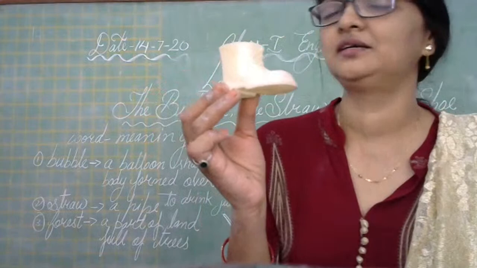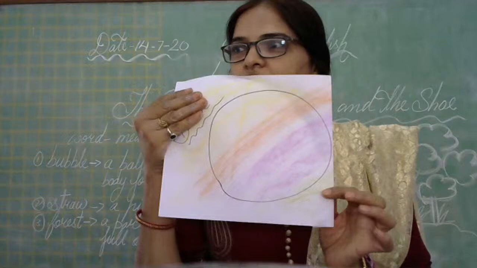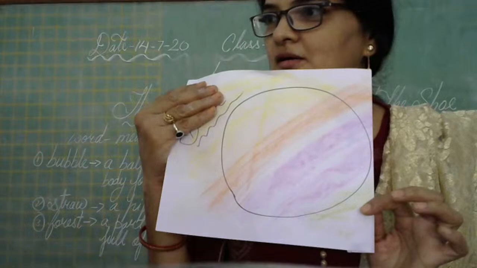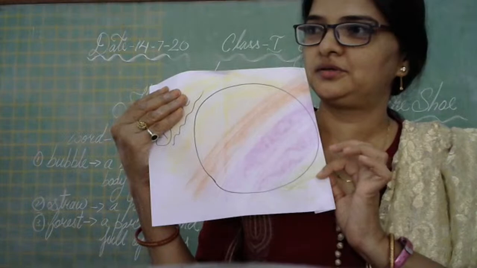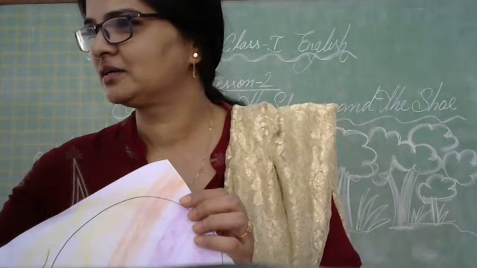Now next, look at this one. What is this? Look at this picture carefully. Guess something. Bubble, very good. Who has written this? Shekhar Singh. Who is Shekhar Singh? Aisha. Very good, Aisha.